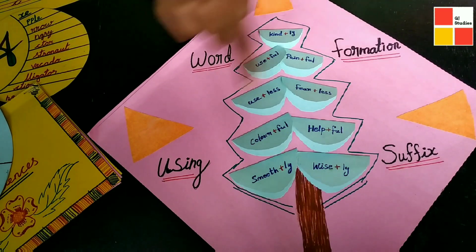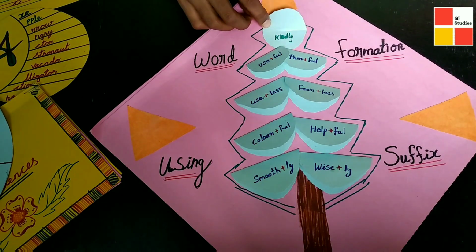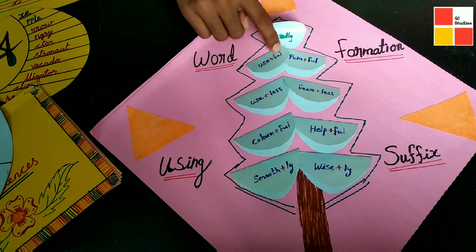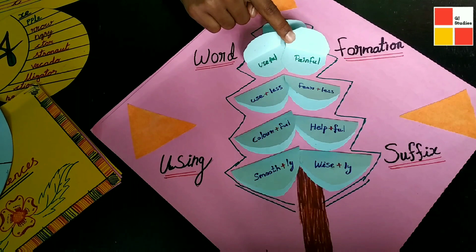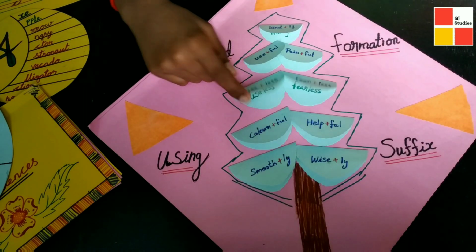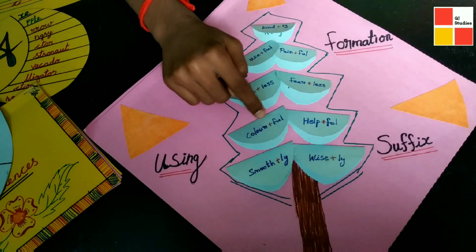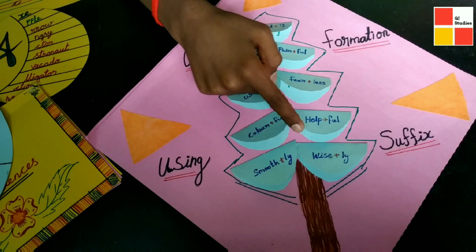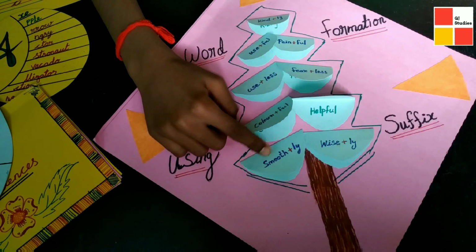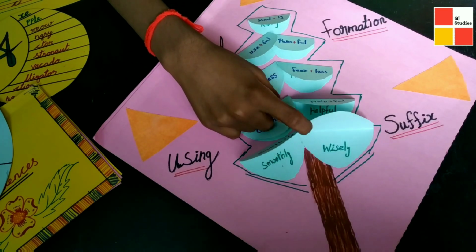Word formation using suffix. Kind plus ly, kindly. Use plus full, useful. Pain plus full, painful. Use plus less, useless. Fear plus less, fearless. Color plus full, colorful. Help plus full, helpful. Smooth plus ly, smoothly. Wise plus ly, wisely.